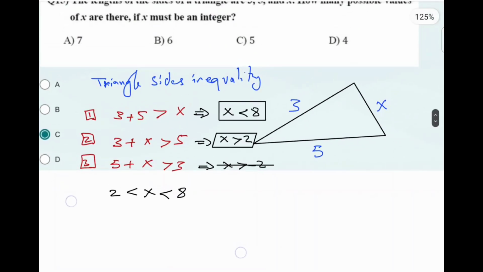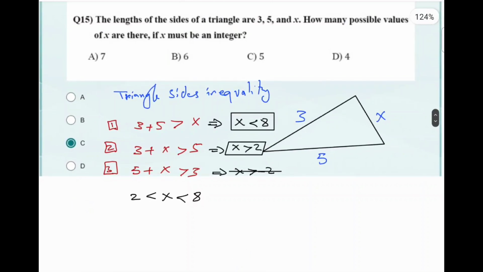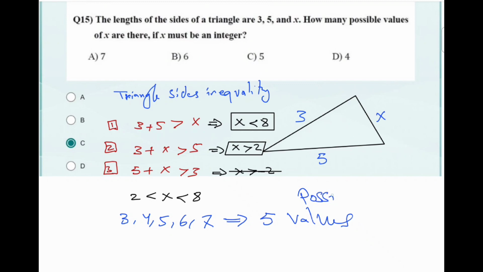So what are the integers that are located in the interval greater than 2 and less than 8? So we have 3, we have 4, 5, 6, and 7. So we have 5 possible values for x. So the answer is C.